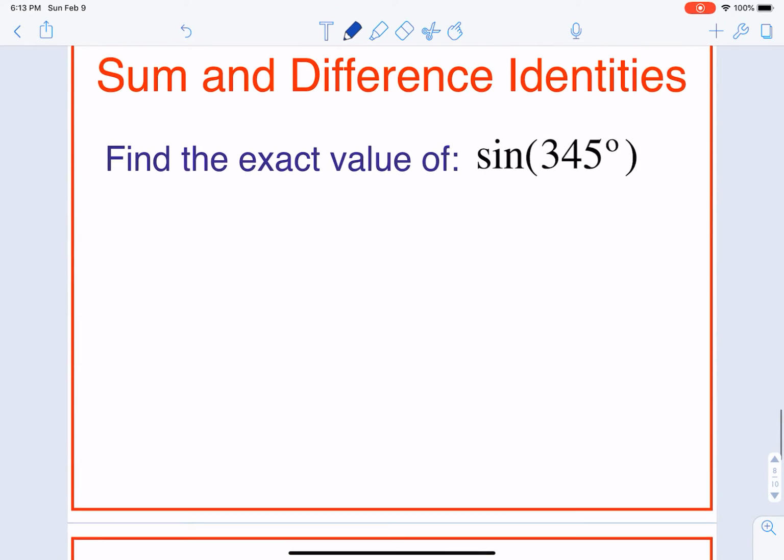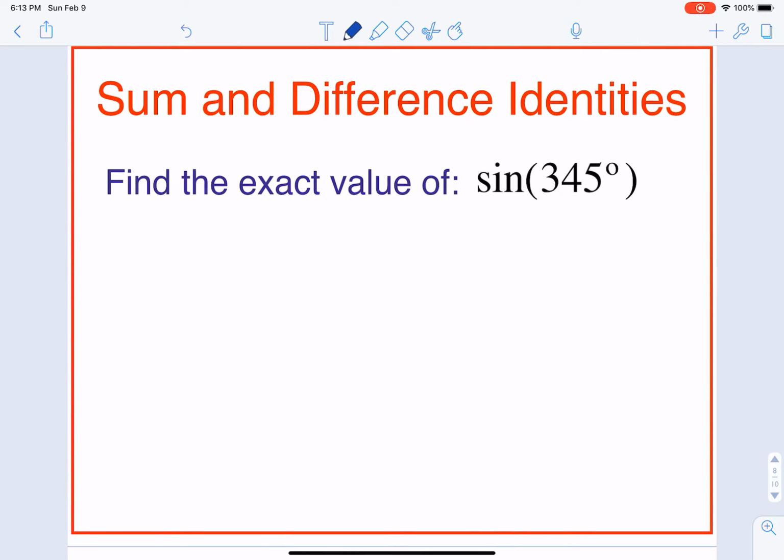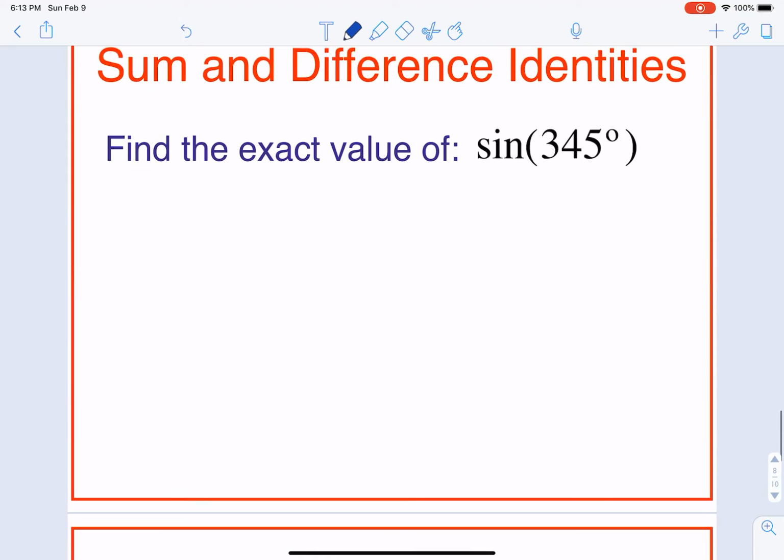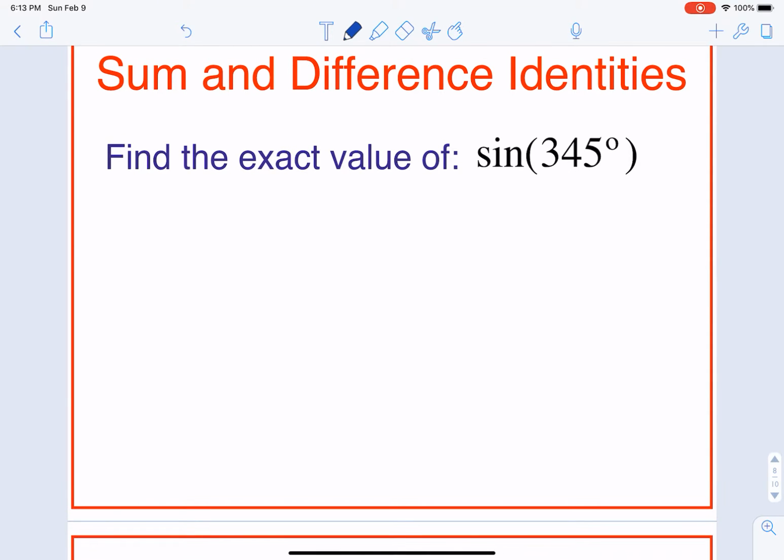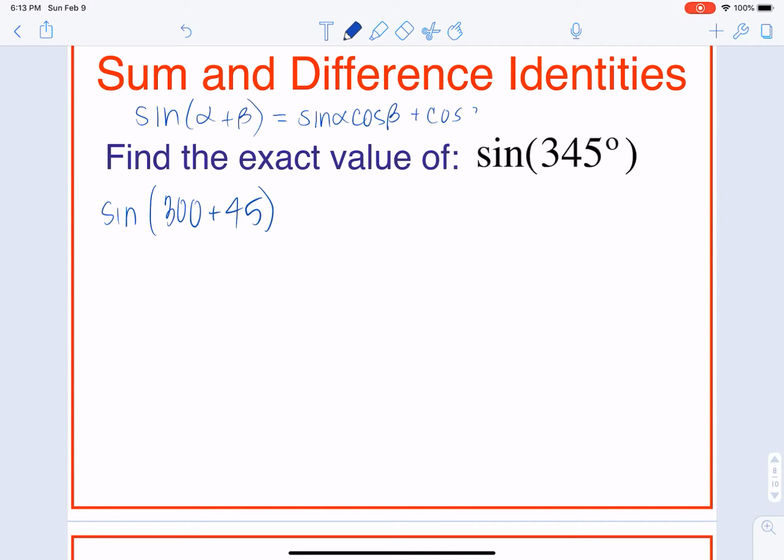So let's look at another example. Here I have sine of 345 degrees. We'll do this one together. So I know that this will end up being sine of 300 plus 45. And I know that sine of alpha plus beta is going to be sine of alpha times cosine of beta plus cosine of alpha sine of beta. And that was from the very first slide that we had here.